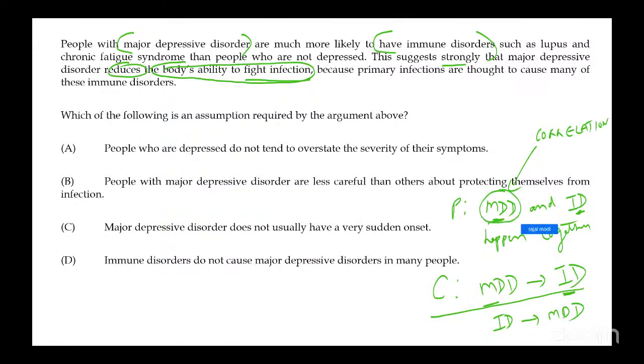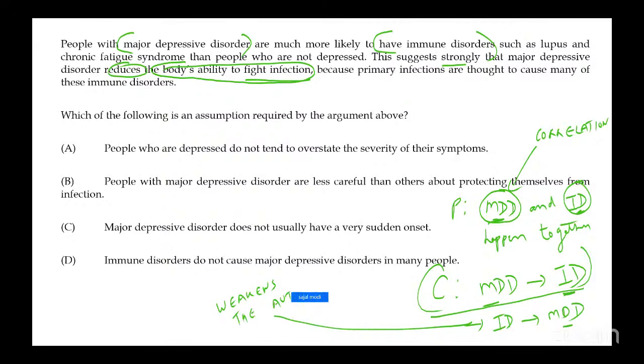Agreed that major depressive disorder and immune disorder are happening together. But maybe the explanation is that immune disorder is causing this major depressive disorder and not the other way around, as the author is concluding, right? So, immune disorder causing MDD actually weakens the author's argument, yes or no? It would weaken the author's argument, right?